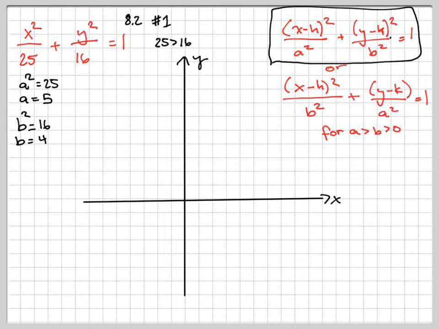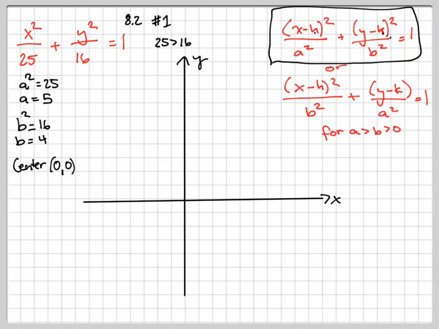Now, the center of this ellipse, if you're looking for h and k, we don't have any parentheses in the numerator, so the center here is at 0, 0. That is your center.